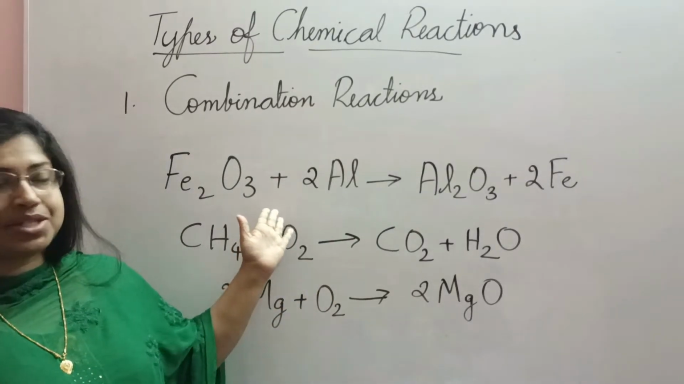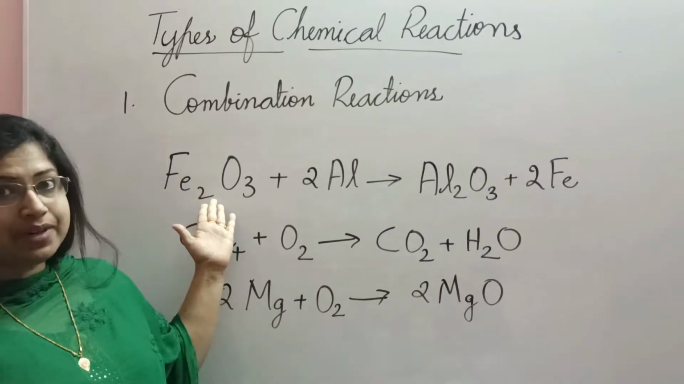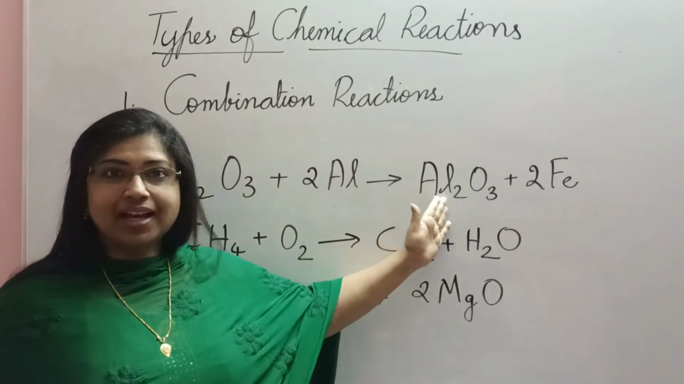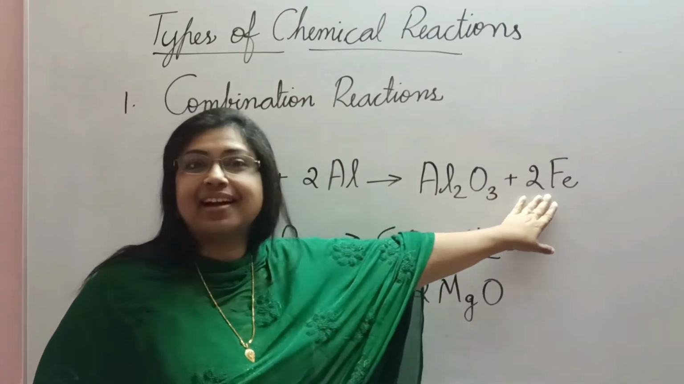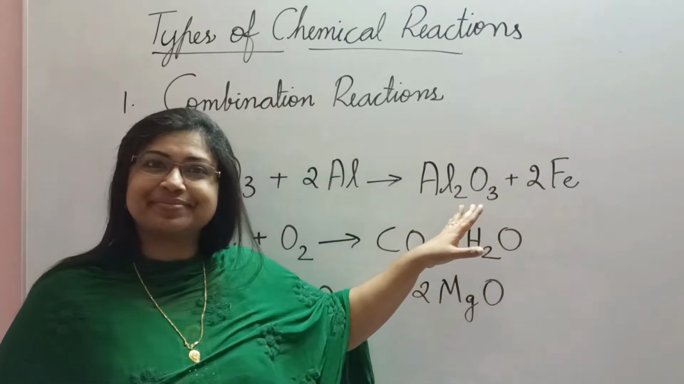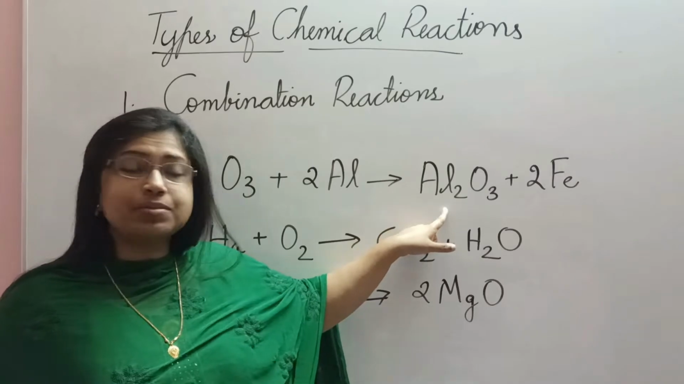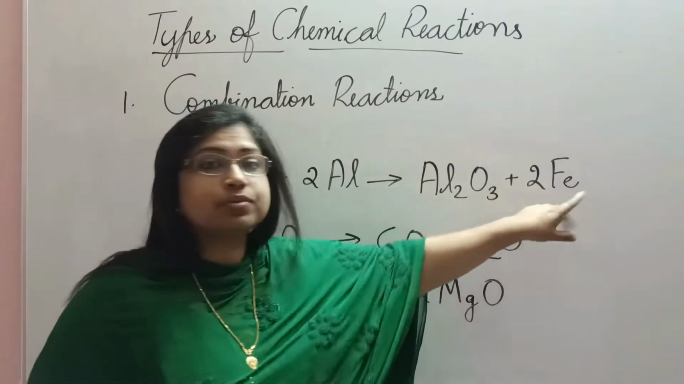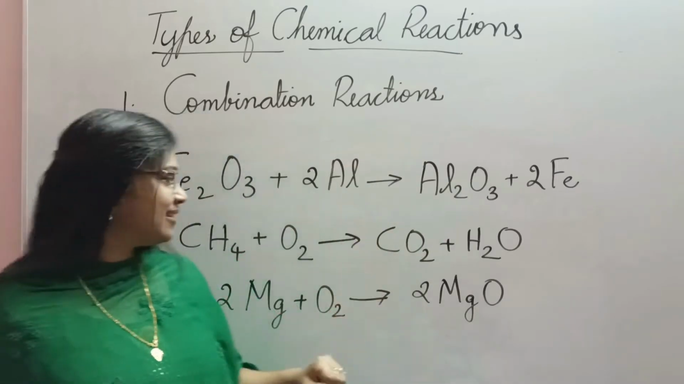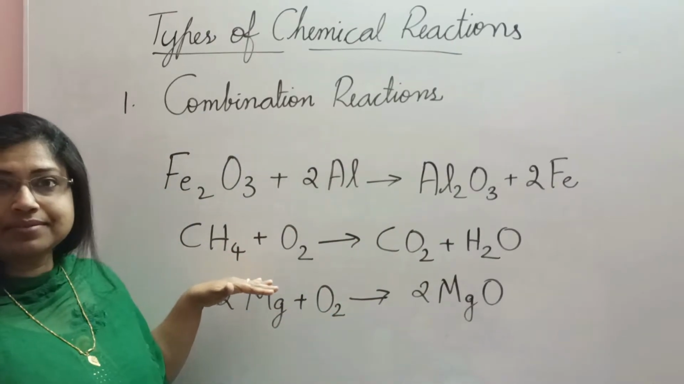Look at the first equation. This is ferric oxide plus aluminum giving aluminum oxide plus iron. Is this a combination reaction? How many products are found? 1, 2. There are 2 products. No, this is not a combination reaction. Now what about the second one?